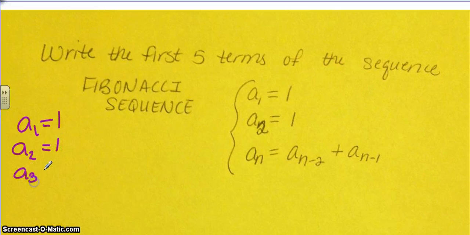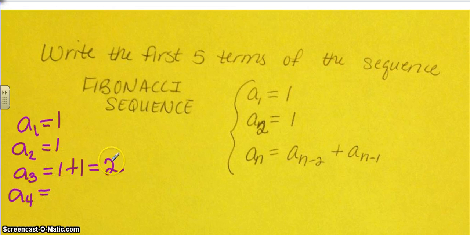A sub 3, my third term, is going to be this: a sub 1, that's my a sub n minus 2, which would be a sub 1, plus a sub n minus 1, which is also 1. So I get 2. My next term is a sub 4, and I need to take the two terms that came before that, so 1 plus 2.